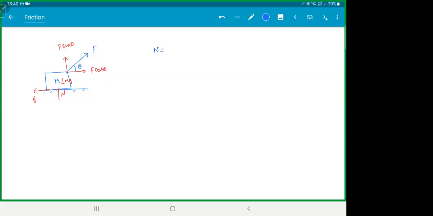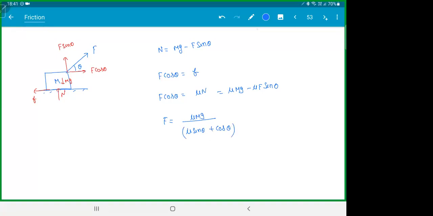So the point here is by applying force at an angle, the normal reaction can change. Therefore, friction can decrease. N is mg minus F sin theta. Since it is about to slip, F cos theta is equal to mu N. So this would be mu mg minus mu F sin theta. Then you get F is equal to mu mg by mu sin theta plus cos theta. So basically, this is the force required to move for a given theta.